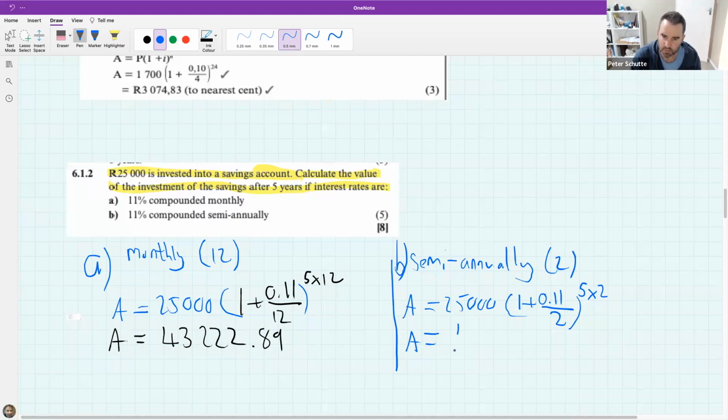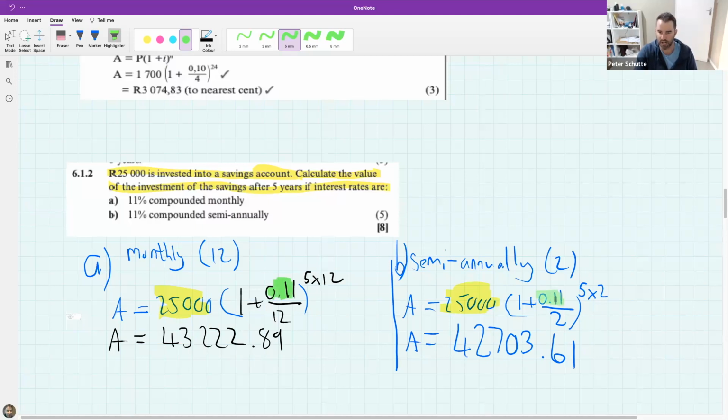Yeah, so what I've got here is 42,703.61. Now, if I look at the two options, they both start with 25,000 Rand. So they both have the same amount of money in the bank. They both have a nominal rate of 11% per annum. And they both have the period of time involved as 5 years.